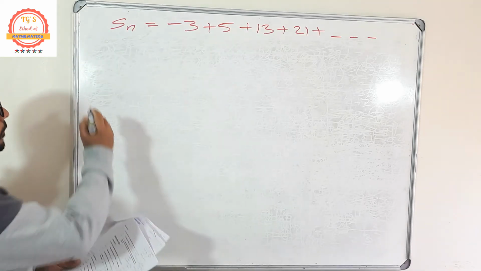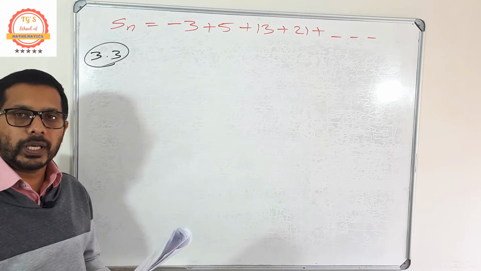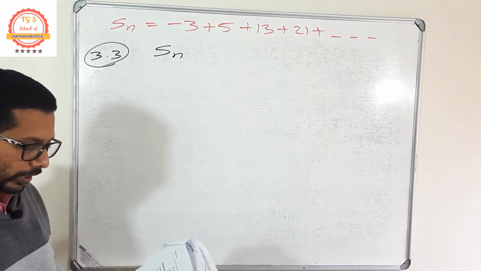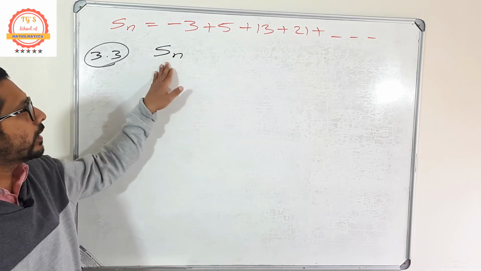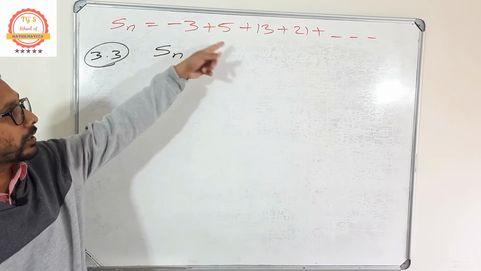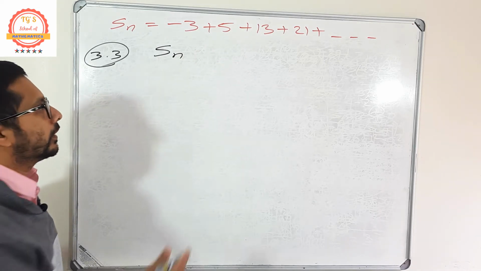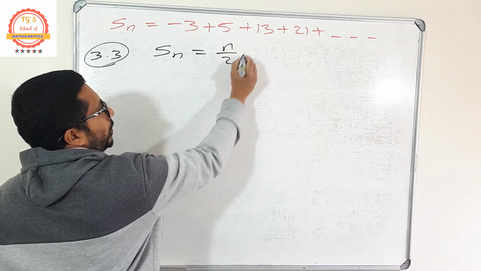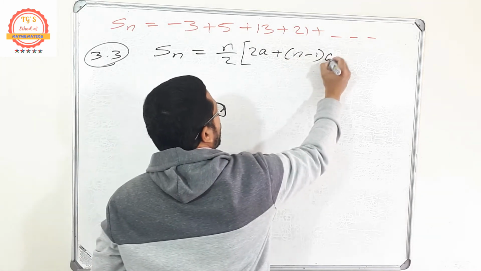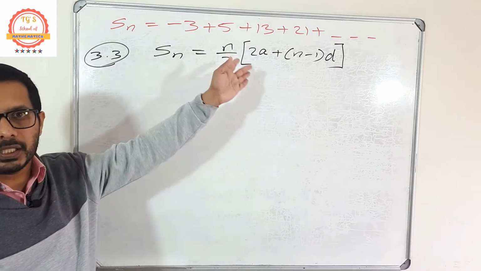Question number 3.3. Show that Sn is equal to 4n squared minus 7n. You have to show that Sn is equal to 4n squared minus 7n. Sn means sum of the first n terms. What type of sequence is this? You know that this is an arithmetic sequence. So what is the formula to find the Sn? Formula is n over 2 into 2a plus n minus 1 into d. This is the formula to find the sum of the first n terms of an arithmetic sequence.